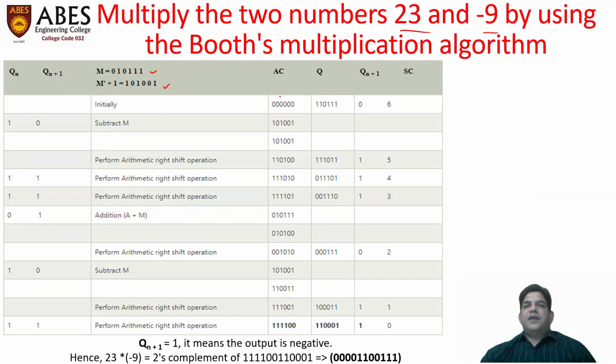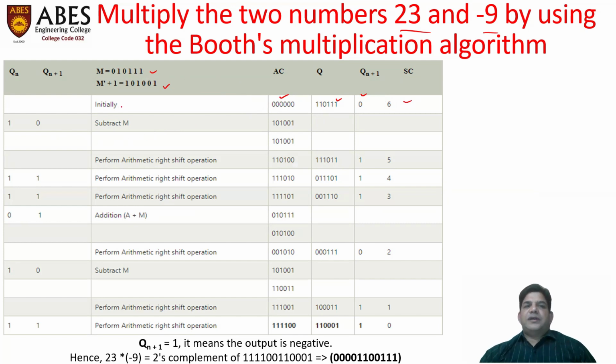Initially we set the AC, where all 6 bits are 0. Q is initially set to the multiplier 1 0 1 1 1 1. Qn plus 1 is initially set to 0. And the sequence counter is the number of multiplier bits, which is 6. So initially the sequence counter is set to 6, and we have to perform this operation in 6 cycles.